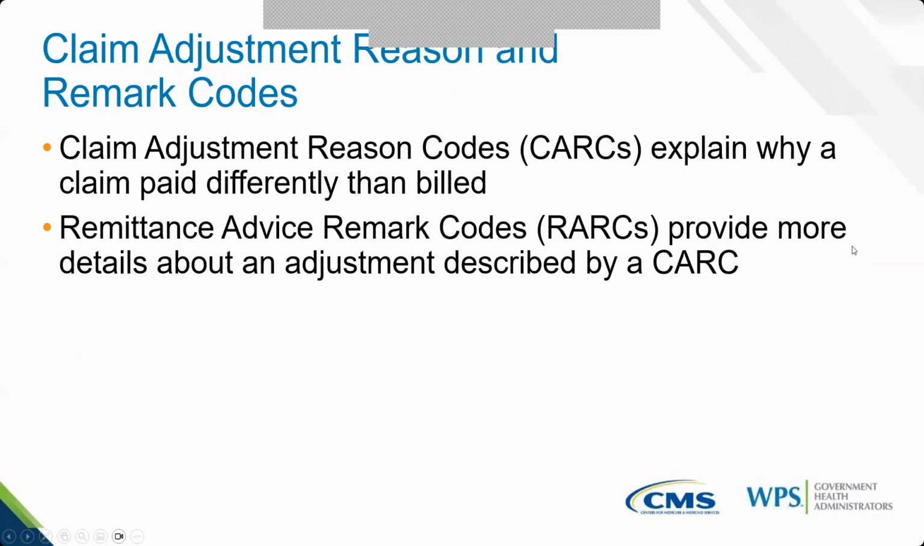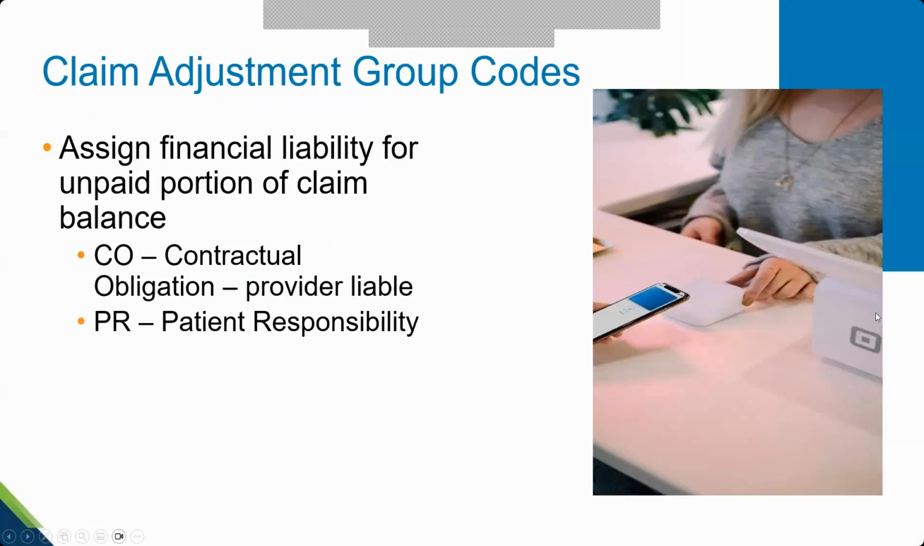There are codes on the remittance advice, and these provide information about the claim. I talked about codes earlier, the CO16, the MA130. Claim adjustment reason codes, we call these CARCs sometimes, will explain why a claim paid differently than what was billed. Remittance advice remark codes, we call these RARCs, will provide more details about an adjustment that's described by a claim adjustment reason code. Another type of code that you will see on the remittance advice, or the RA, is a group code. I talked about one of them earlier, the CO16. And group codes convey the financial responsibility for the unpaid portion of a claim balance. A CO group code reflects contractual obligation. This means the provider is liable and can't bill the patient. A PR group code means the patient is financially responsible.